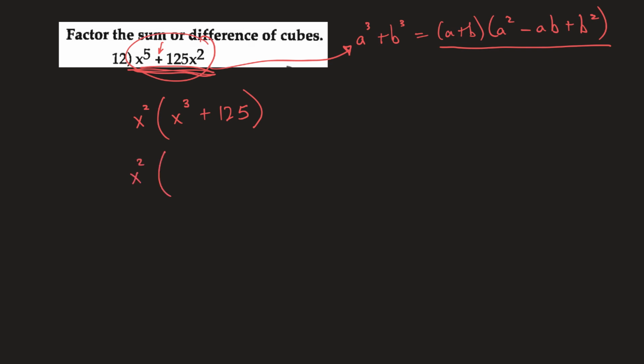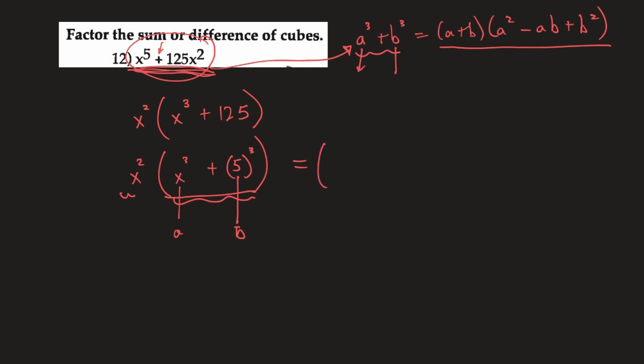Now, 125, I know is actually 5 cubed, 5 times 5 times 5. So I have this now, this part anyway, not that, but this part looks just like that. So I can factor it. So wherever I see an A, I'm going to plug in an X. And wherever I see a B, I'm going to put in a 5.